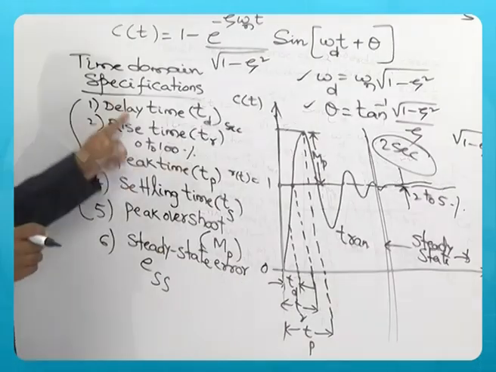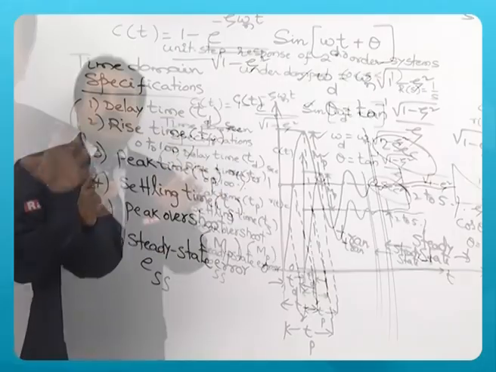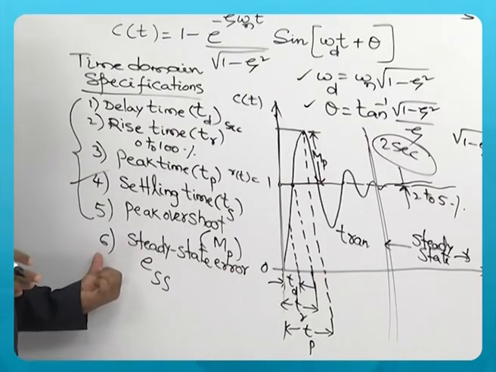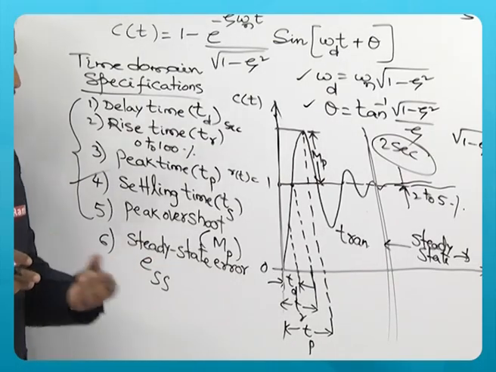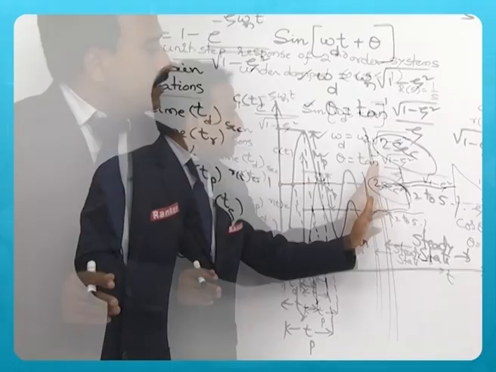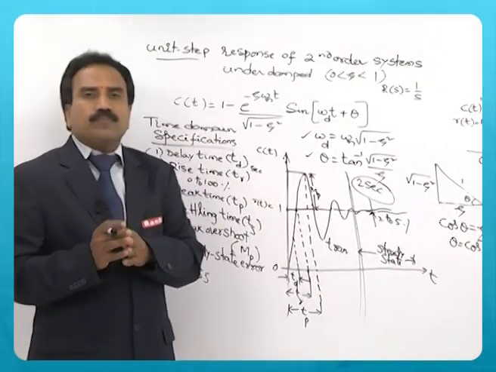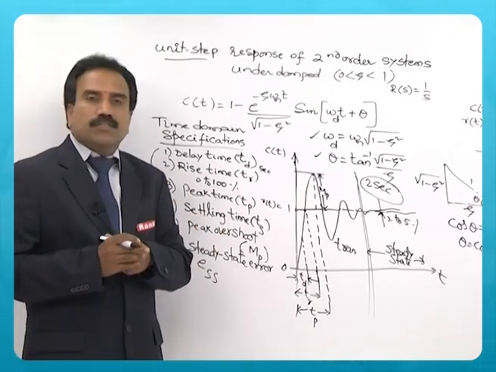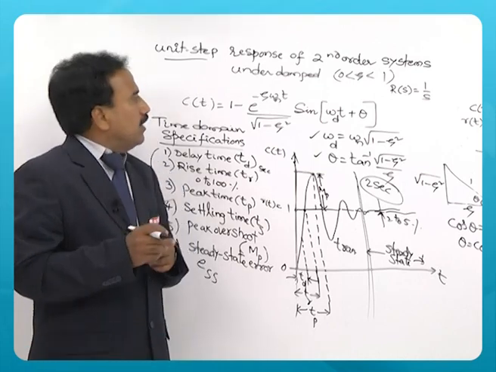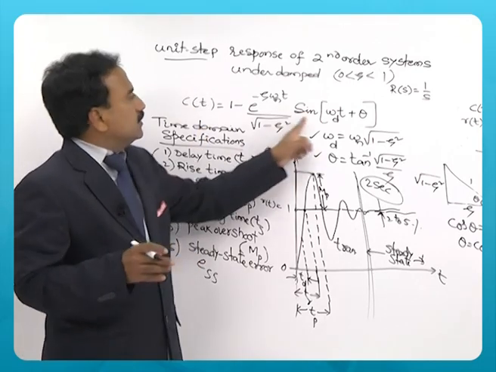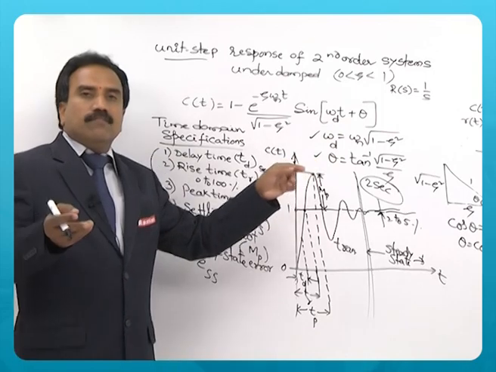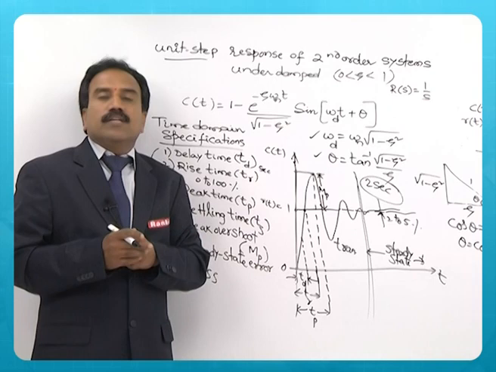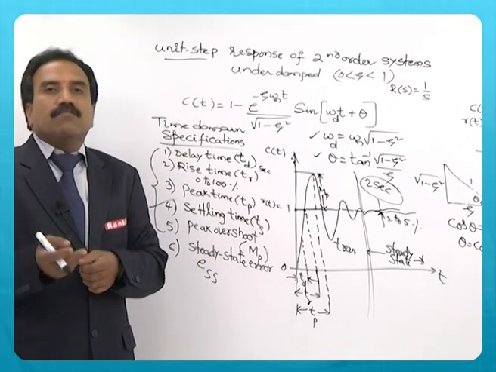So all these parameters are called transient state parameters, and only the sixth one is called steady state error, which comes in the steady state part of the system. So for any system, we need to know all these specifications to analyze it. Now I would like to take the response C of t and give expressions for all these parameters, which will help us in solving any given system.